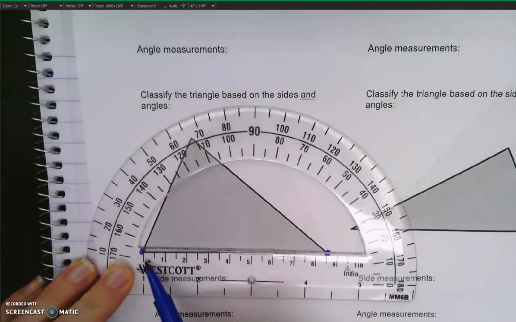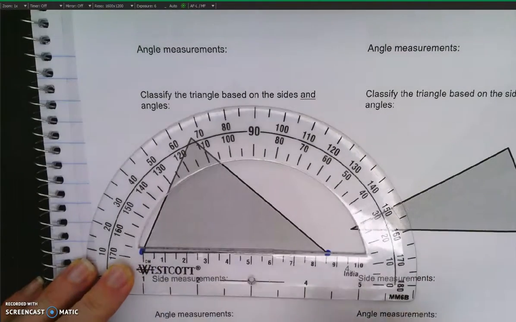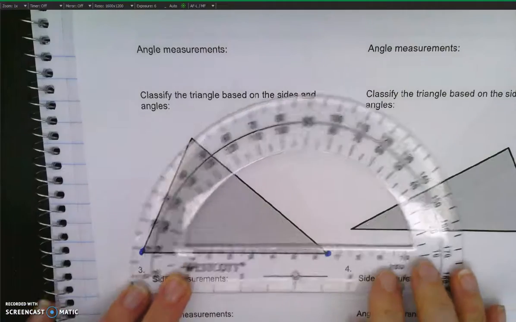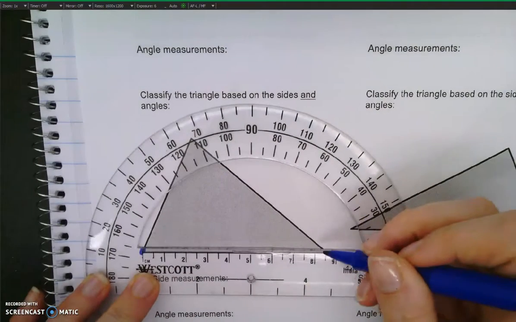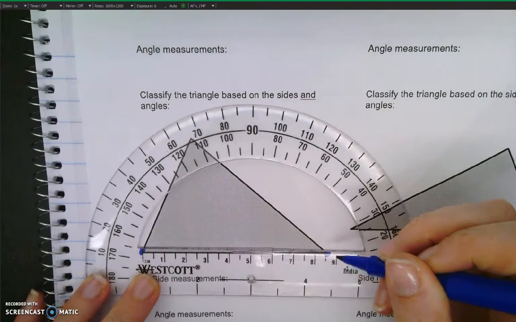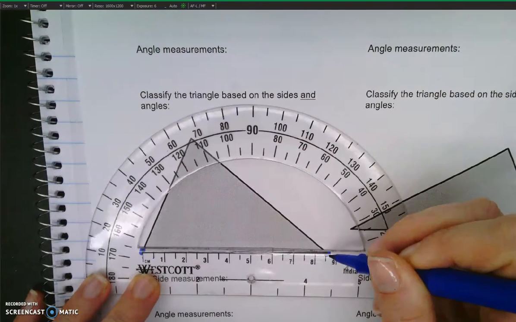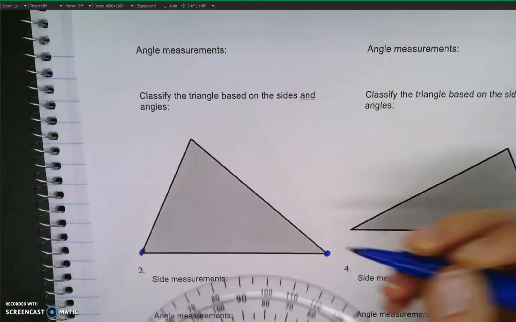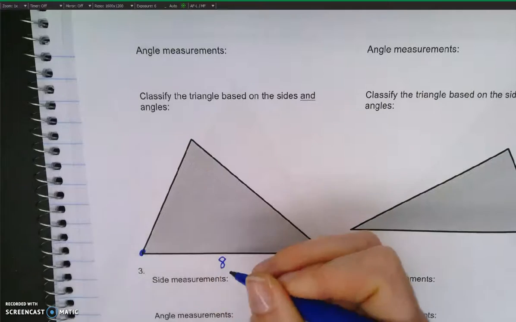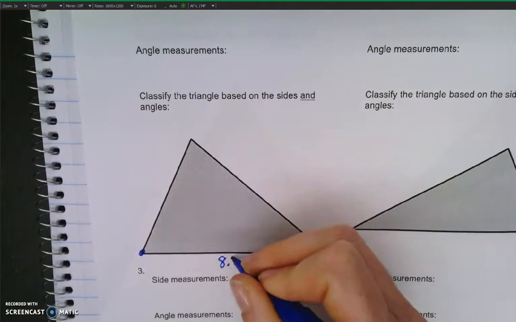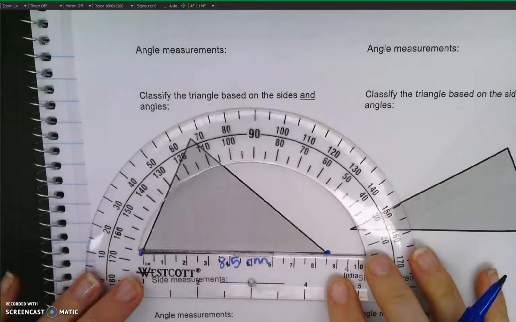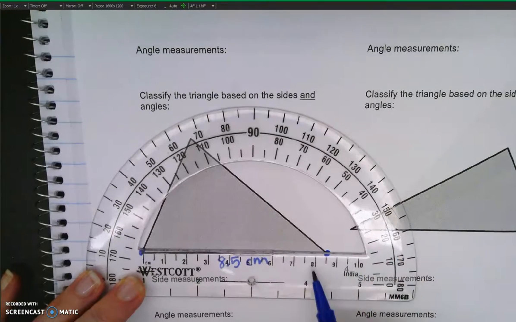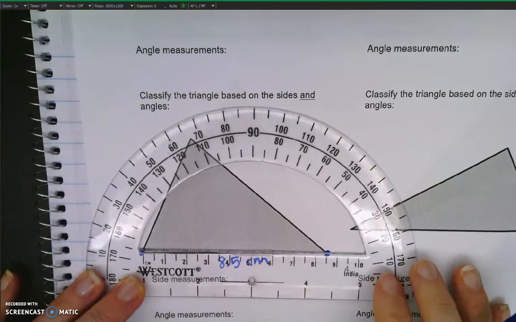So it looks like, so that's a half. Remember, I want to start at 0. I don't want to start at the end of my protractor because that's not where the measuring starts. So it looks like this is really close to 8.5, maybe a little bit more. So I'll measure that. 8.5 centimeters. Check it out one more time. It's just a little bit more than 8, but it's less than 9.